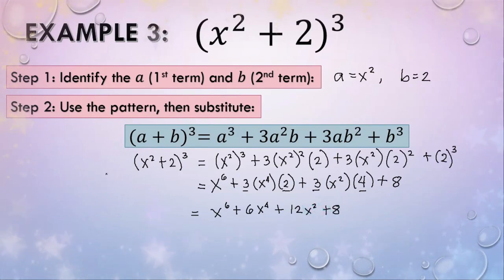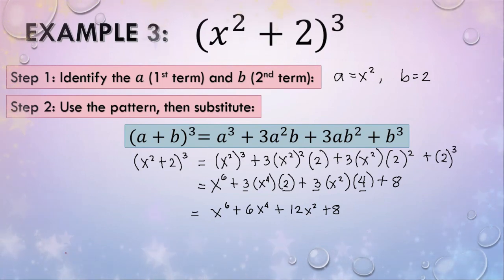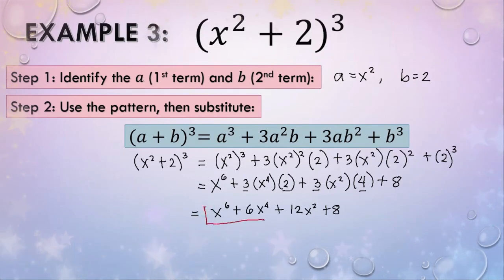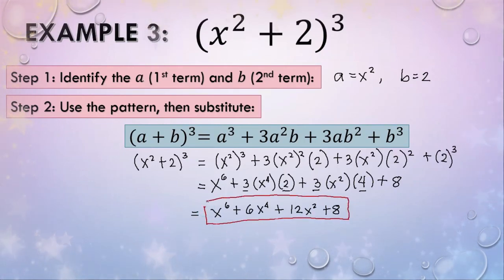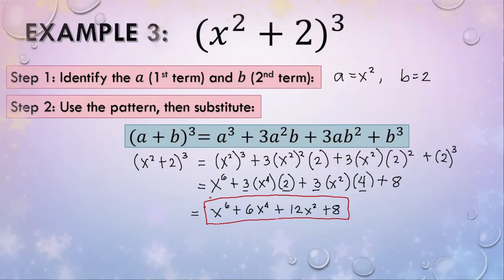Oh, we are done answering. We already have now the final answer for example number 3, and our final answer is x to the 6th plus 6x to the 4th plus 12x squared plus 8. Very good. Now, that's all for the cube of a binomial.